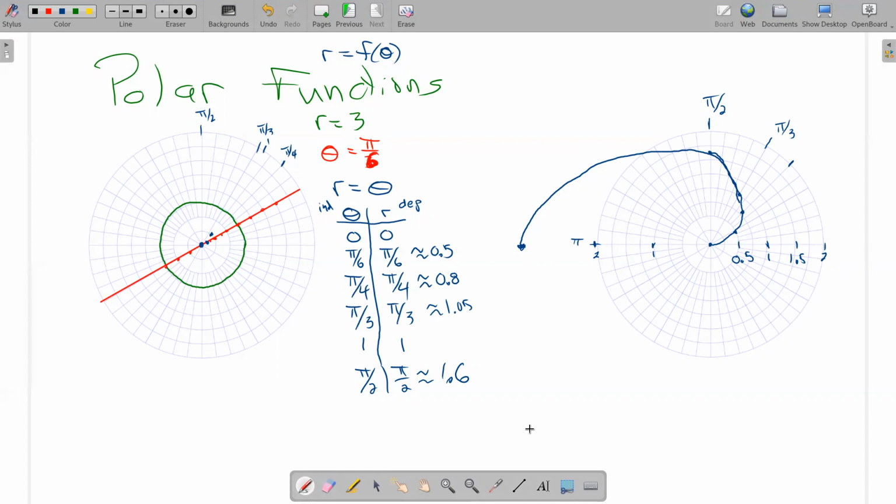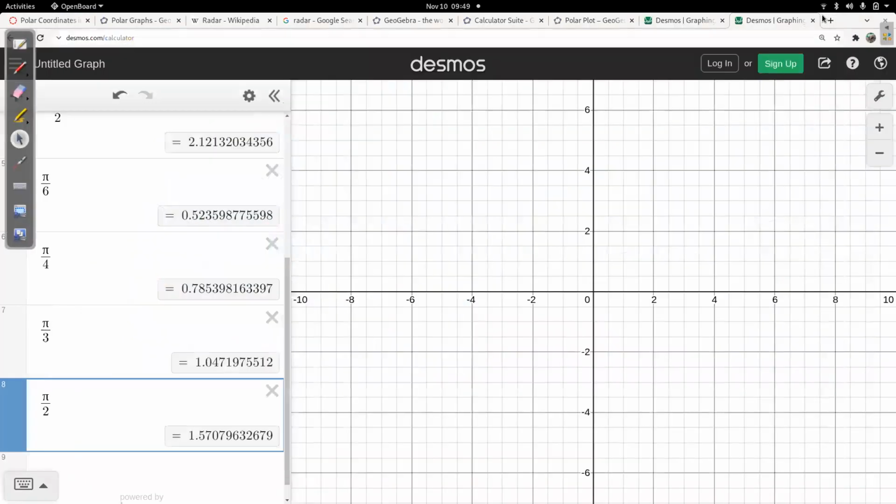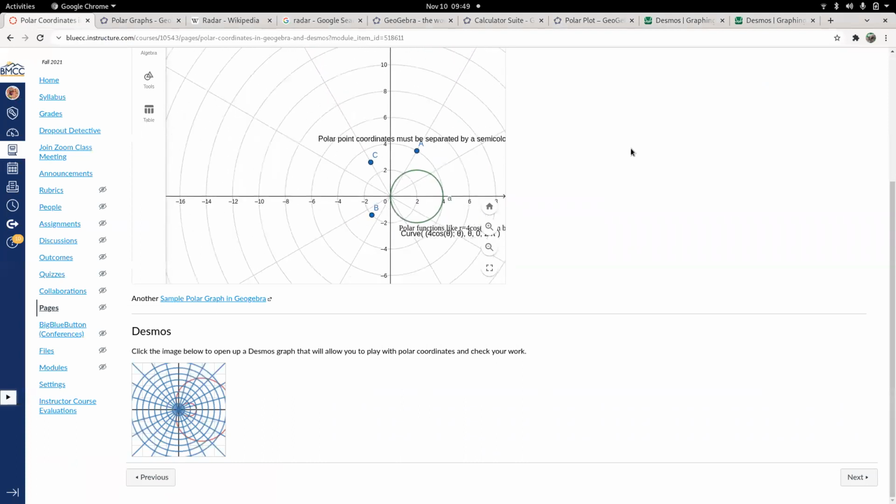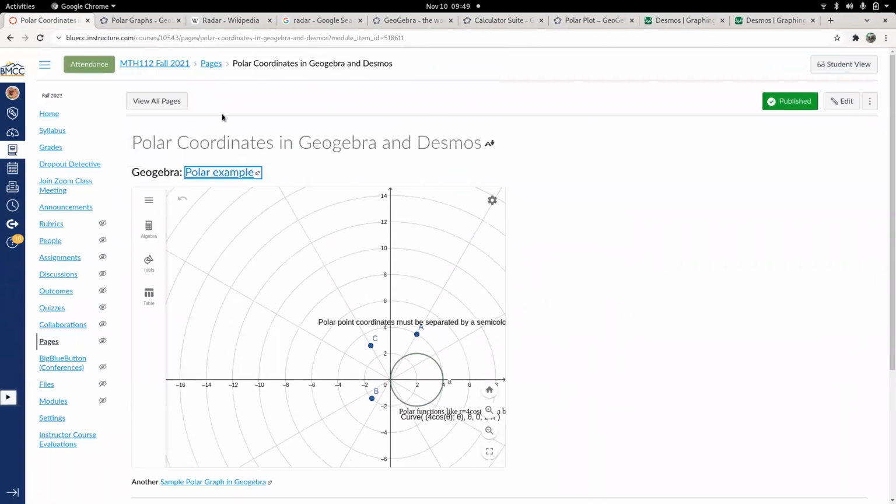Now, what I want to do is I just want to see that spiral, but instead of me plotting the points, I'm going to make a computer do it. And Desmos can do this. You've got to force it to in a weird way. And GeoGebra can do this. And I think GeoGebra is a little easier, but that's to be determined. So let's go over to, I have a couple pages here that are going to help. So there's the polar coordinates in GeoGebra and Desmos here.